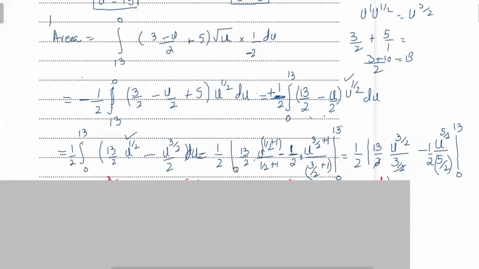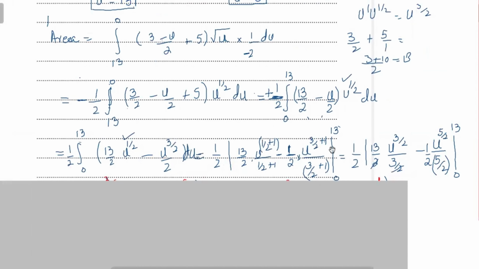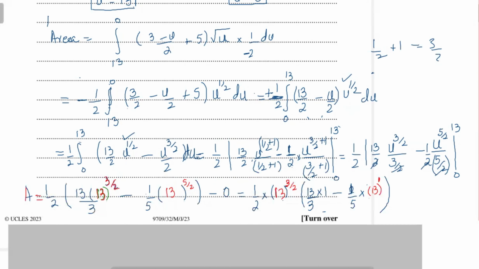Now you see here, we write 1 over 2 as it is, and 1 over 1 over 2 plus 1, that's equal to 2 over 3. Now we write here 3 over 2, 2 will be cancelled, and 1 over 2 is written as it is, u power 3 over 2 plus 1 becomes 5 over 2, and 3 over 2 plus 1 is 5 over 2, 2 will be cancelled. You see here that the area of triangle becomes 1 over 2, 13 over 3, u power 3 over 2.